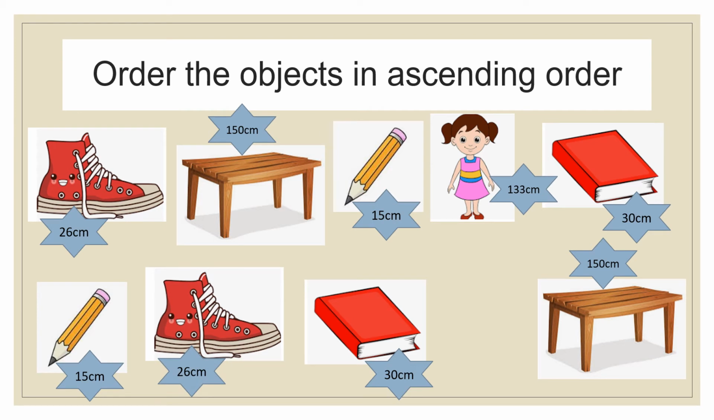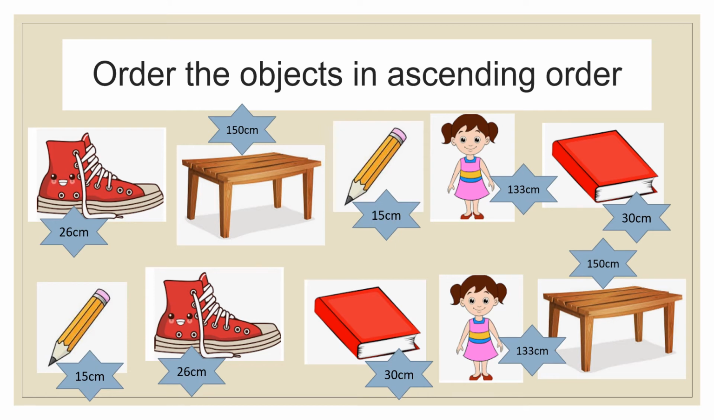And my final object is a girl measuring 133 centimetres. Now I know that she must take the position between the book and the table because 133 centimetres is longer than the book at 30 centimetres but shorter than the table at 150 centimetres. So I'm going to place the girl in between the two. So if we look right to the left in ascending order, my objects are the pencil, then the trainer, then the book, then the girl, and the table.